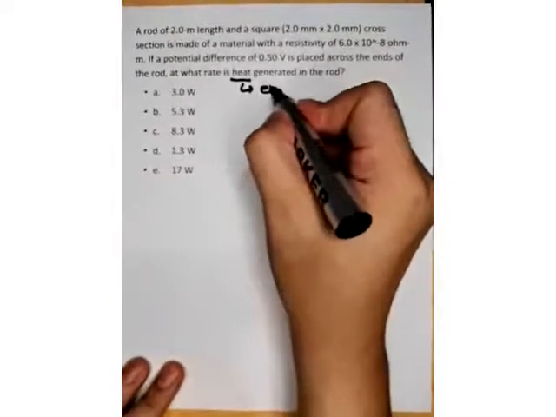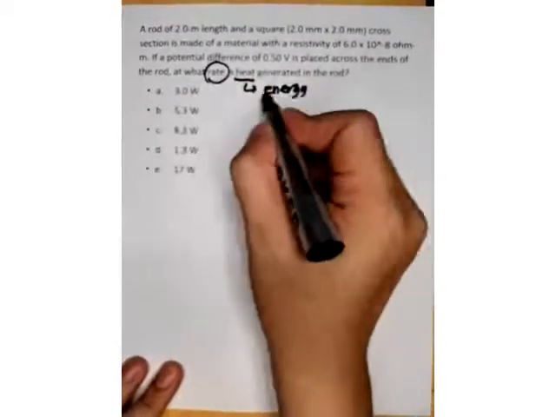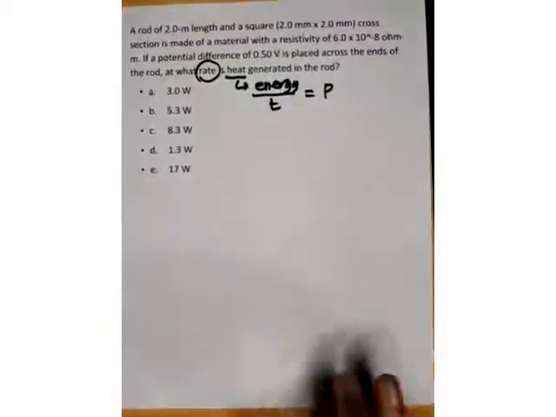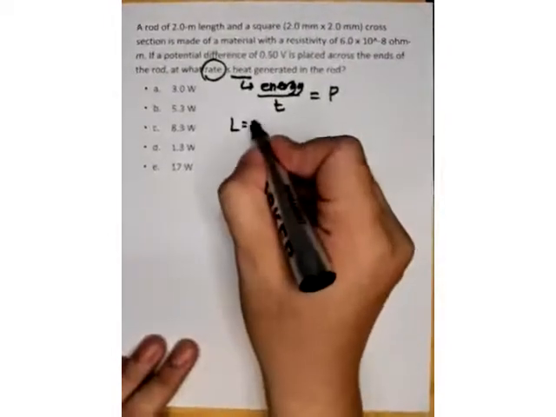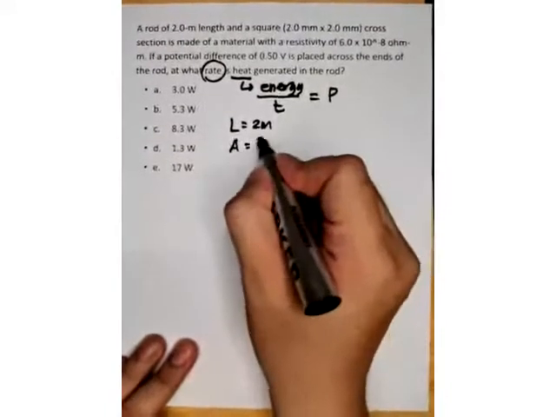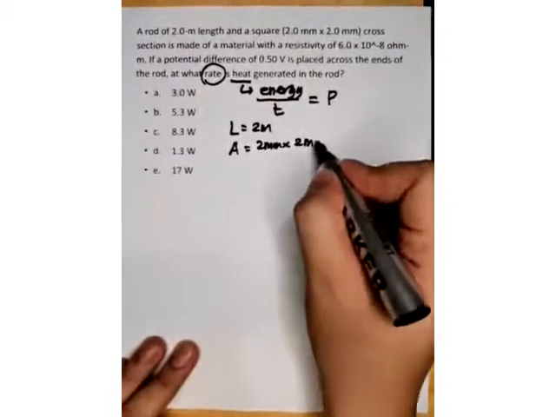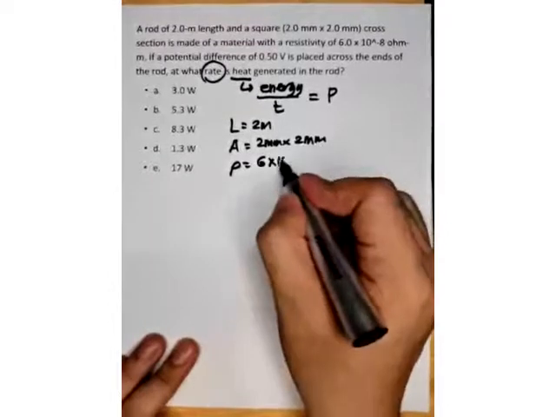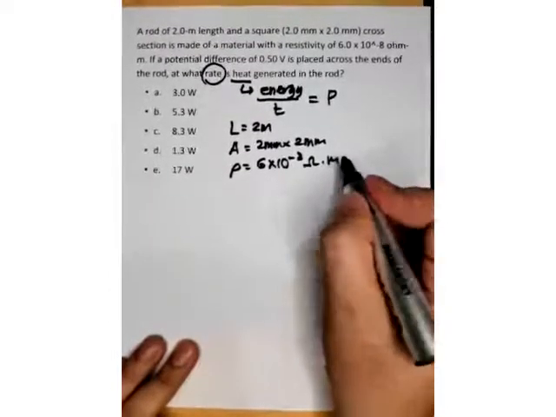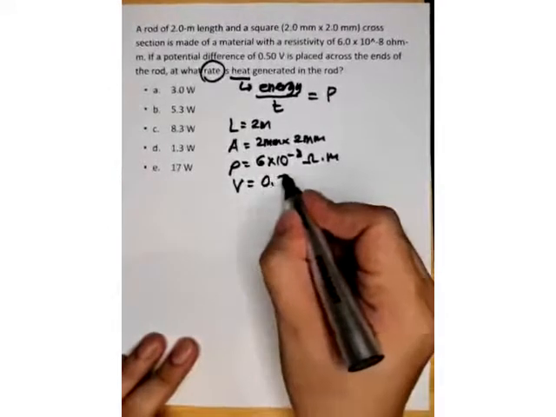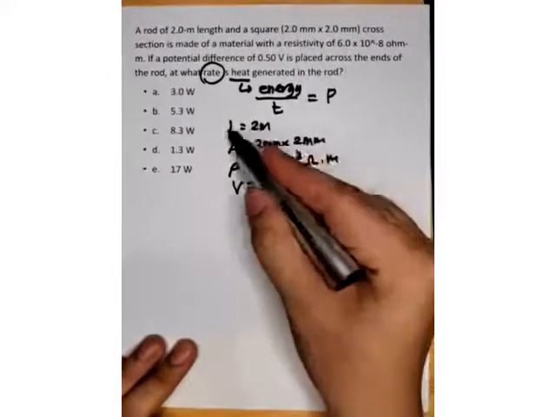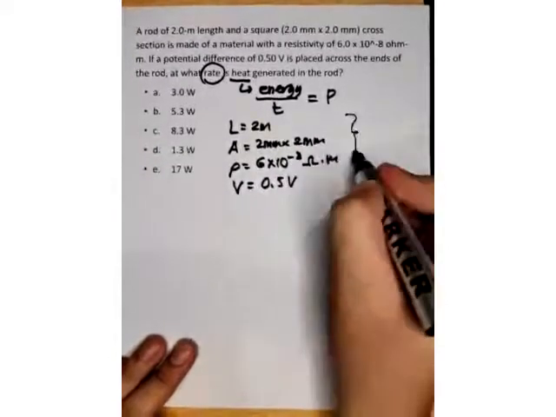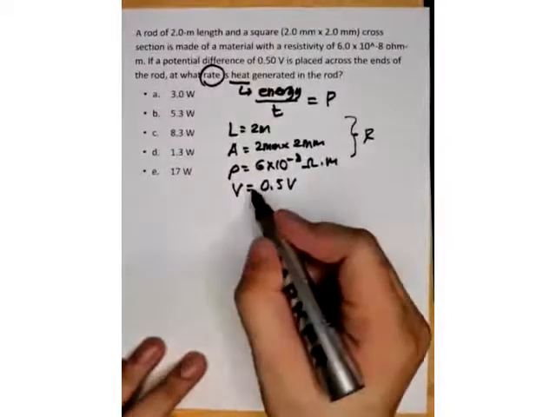Okay, so ano bang hinahanap natin? So heat is an energy, kaya lang rate yung hinahanap. So that means that's energy over time. So therefore, power yung hinahanap natin. So power. Ngayon, ano ba yung given natin? Given tayo ng length na 2 meters, ang area na 2 millimeter by 2 millimeter, kasi square siya. And then yung resistivity is 6 times 10 raised to negative 8 ohm meter. And then the voltage is 0.5 volts.